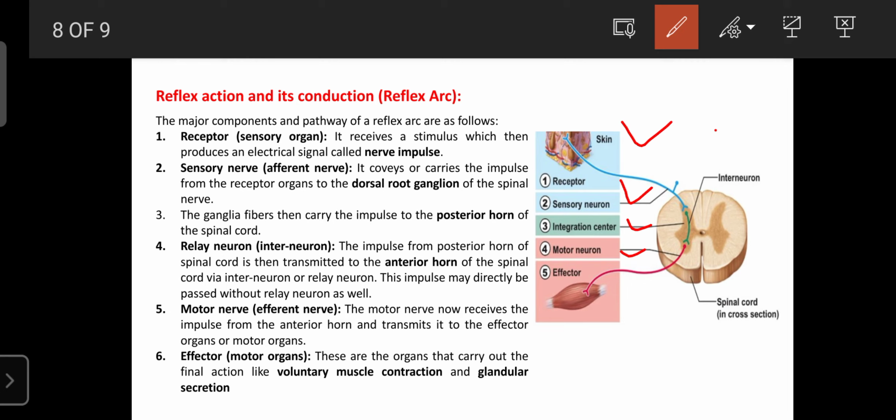That is the work of the receptor, the first component of the reflex action or reflex arc. When a stimulus occurs or a change occurs in the organ, the receptor detects it, and that information is converted into the form of an electrical signal or action potential, a simple current. That is known as the nerve impulse. That nerve impulse is carried towards the integrating place.